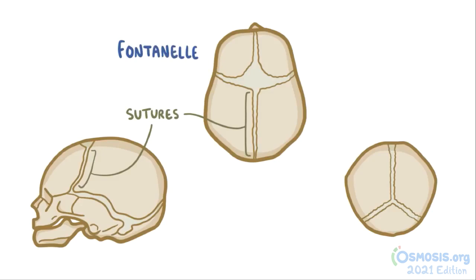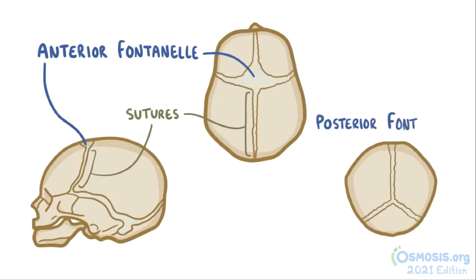There's 6 of them in total, 2 on either side, 2 larger ones on top, the anterior fontanelle between the parietal and frontal bones, and the posterior fontanelle between the occipital and parietal bones. These sutures and fontanelles provide the skull with a tiny amount of flexibility, which makes it easier for the large head to squeeze through the vaginal canal during childbirth.